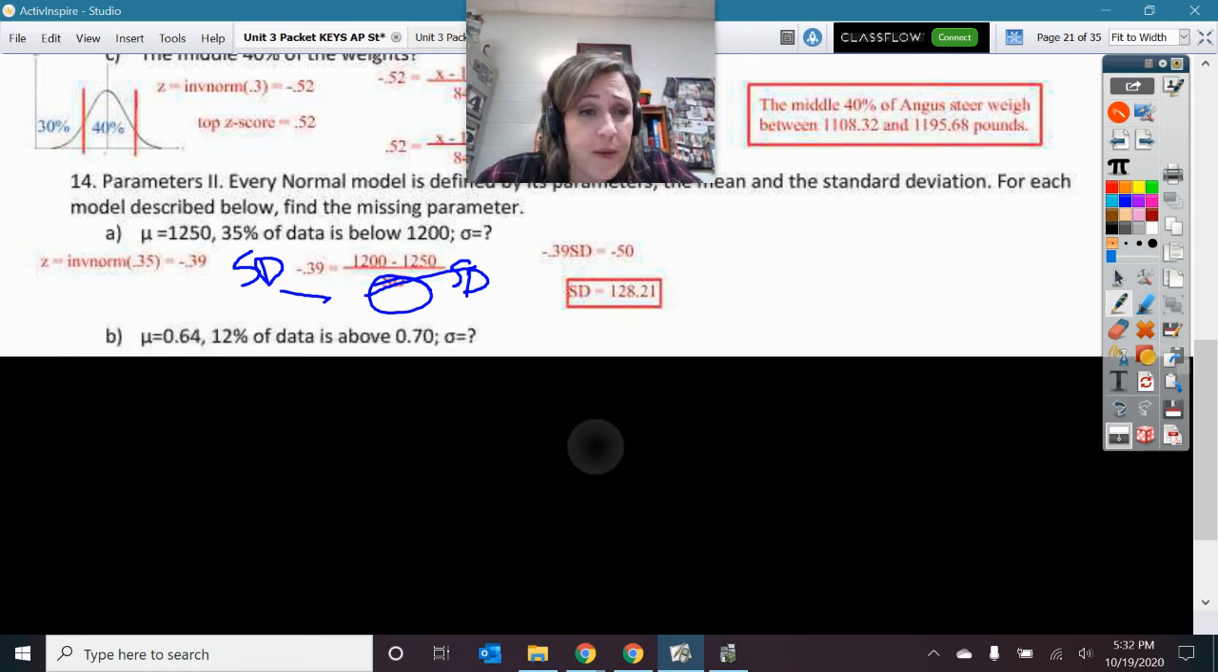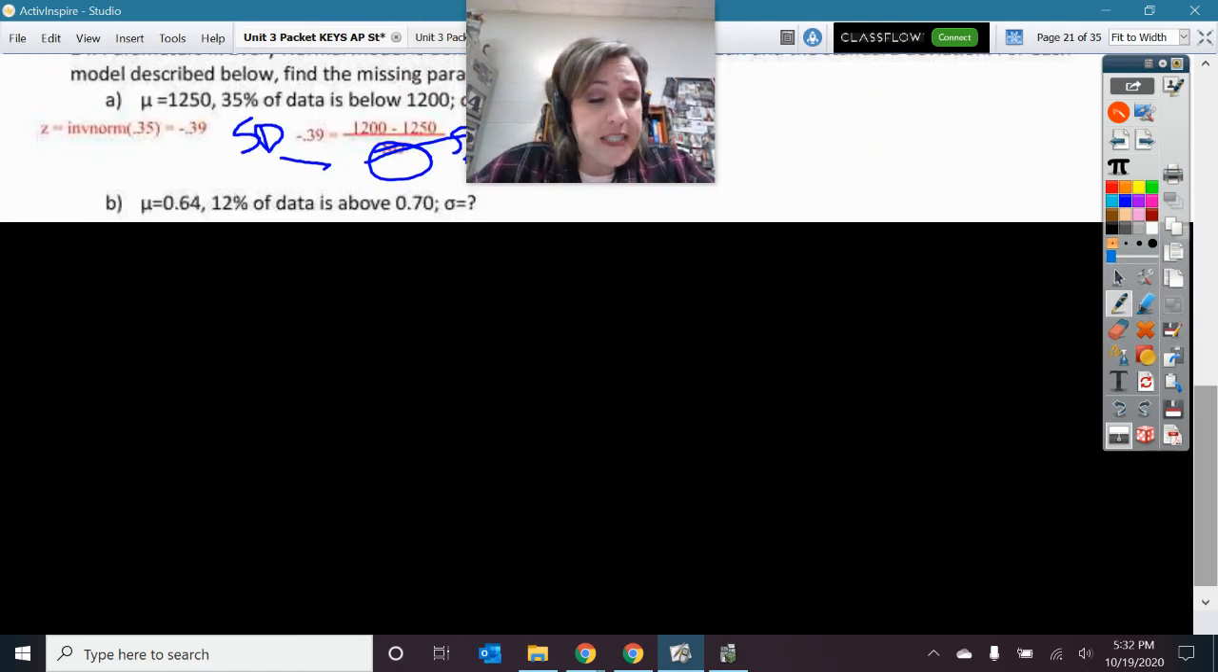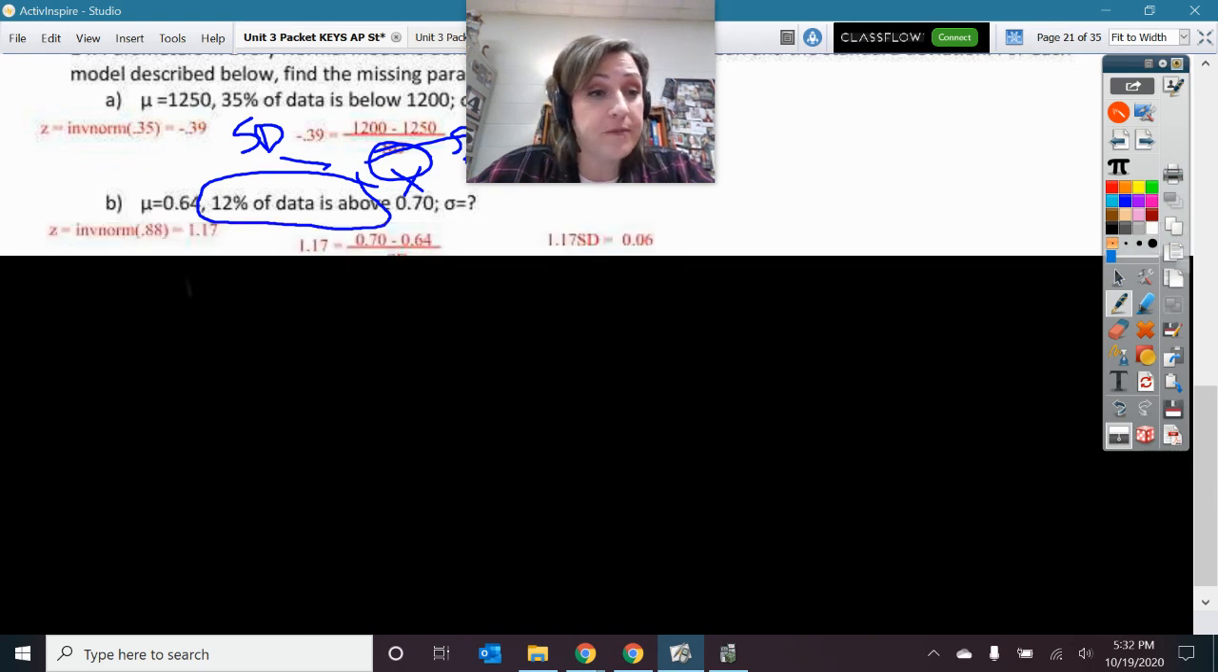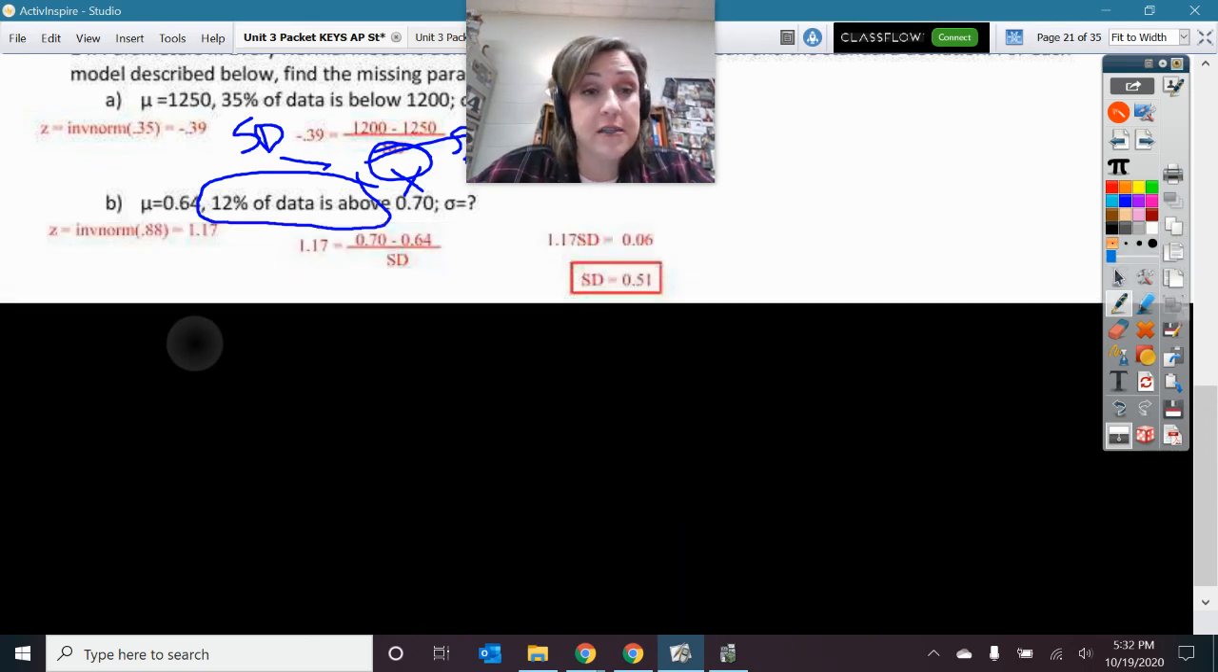I think this one's the same, so practice this one. Mean is 0.64. But this says 12% of data is above this X value. 12% above, what does that mean? 12% above means 88% below. So I'm going to inverse norm 88% below as the Z at that spot. And there it is. So you can work those out.